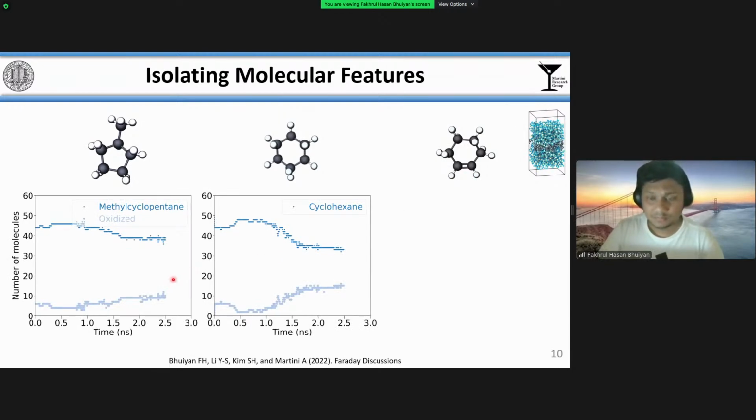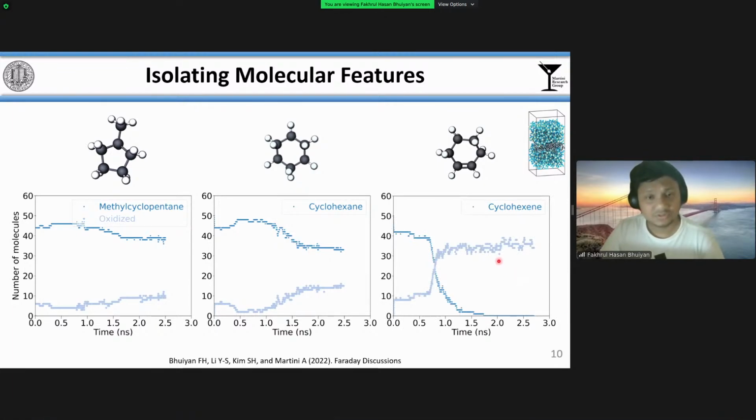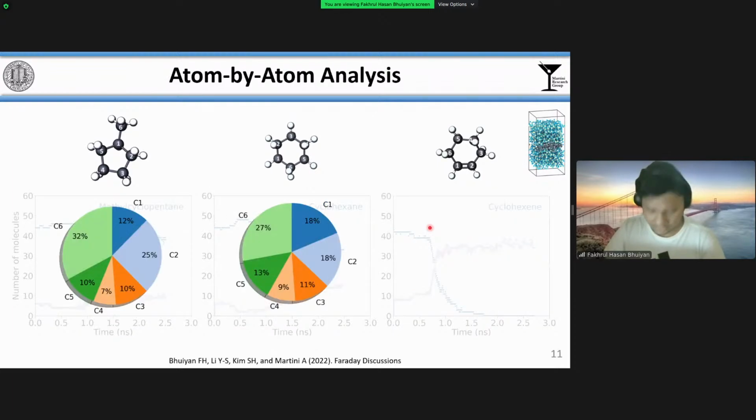In this molecule versus simulation time plot, the darker blue represents the change in the number of precursor molecules in the simulation, and the lighter blue represents the oxidized molecule in the system. And as you can see, methyl cyclopentane and cyclohexane were not that sensitive to mechanical stress as they remained fairly unreactive. However, cyclohexene was very sensitive to shear stress as it reacted vigorously as soon as we started the sliding process. But what is causing this significant difference among these molecules?